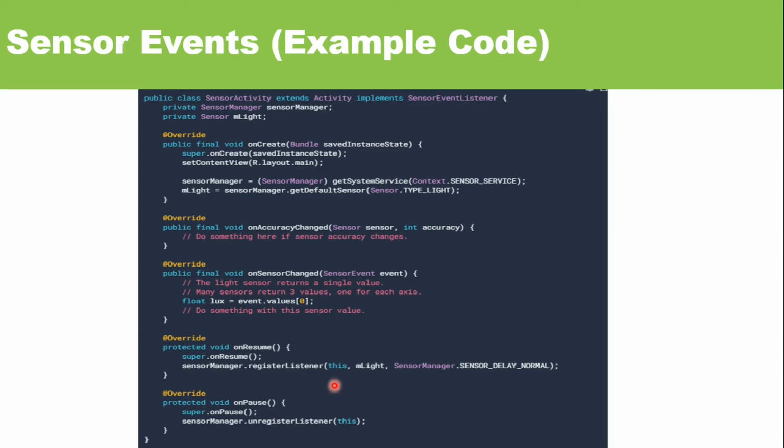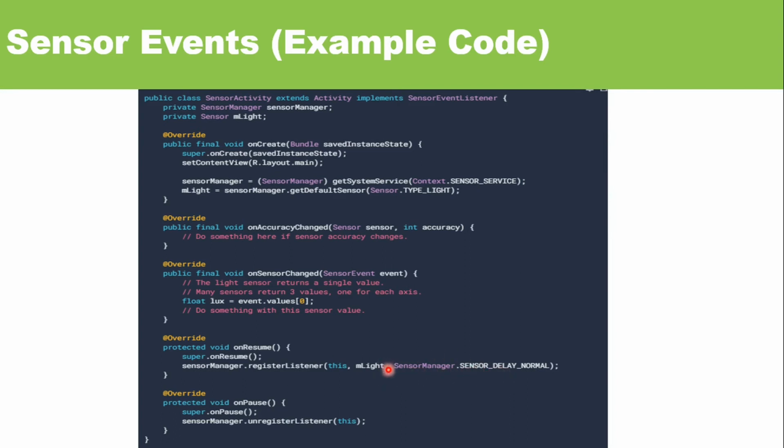Now as you can see here, there are four parameters. The first one is this, which means your SensorEventListener, basically the class that we are in, which implements the SensorEventListener interface. Then mLight is the particular sensor that you want to register. And then you have your SensorManager.SENSOR_DELAY_NORMAL.